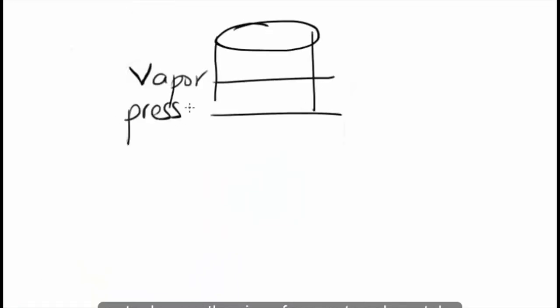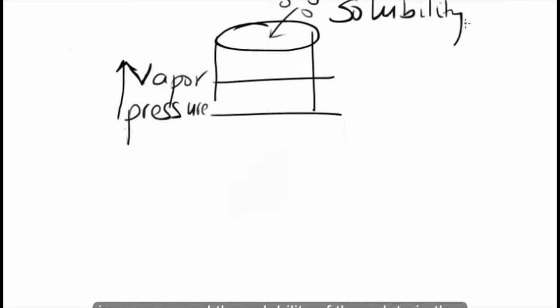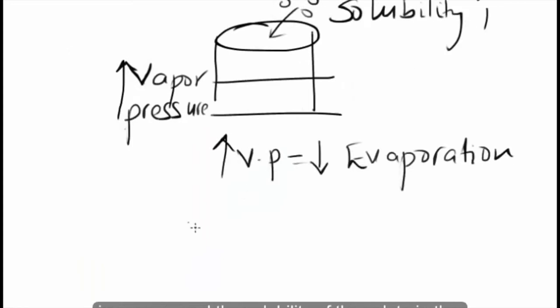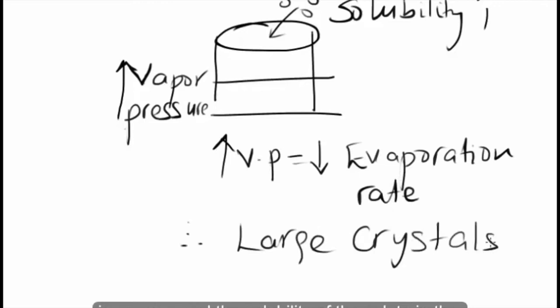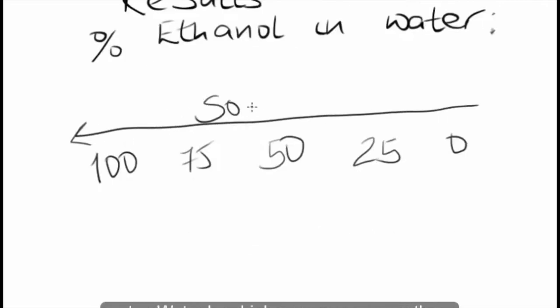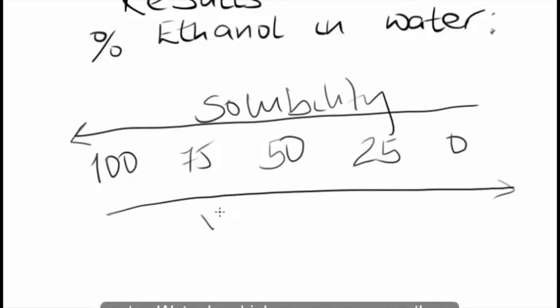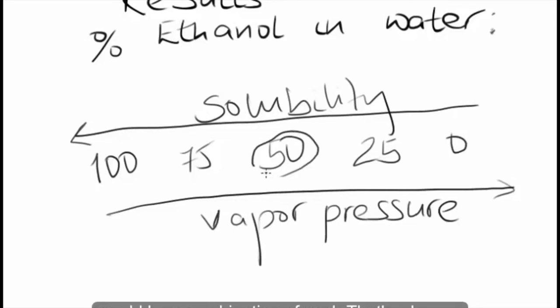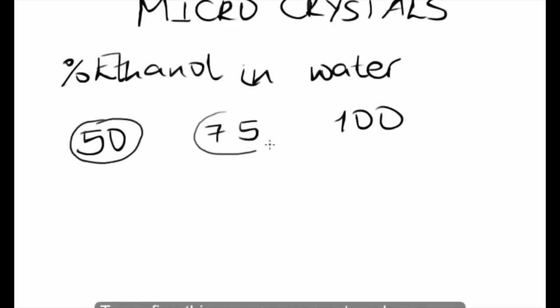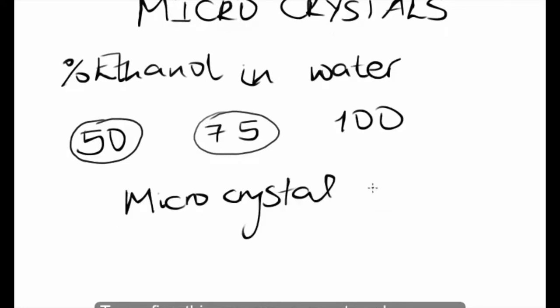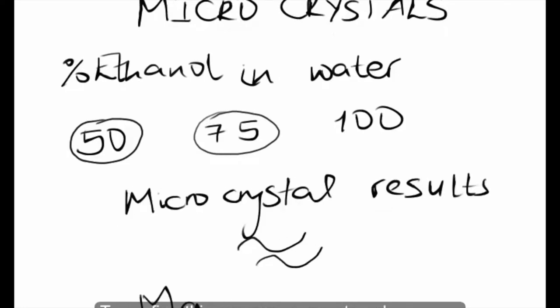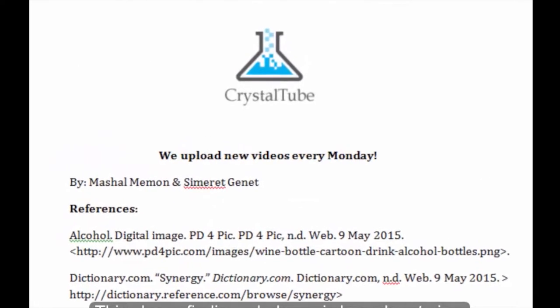Basically, as vapor pressure of the solvent increases and the solubility of the crystal in the solvent increases, crystal growth is facilitated. Paracetamol is more soluble in ethanol than in water. Water has a higher vapor pressure than ethanol. Thus, the best way to get the largest crystals would be a combination of each. That's why 50% and 75% of ethanol in water produce the largest crystals. To confirm this, we grew paracetamol microcrystals, and similarly 50 and 75% ethanol produce numerous larger sized crystals. This shows that finding a balance is key when trying to grow large crystals.